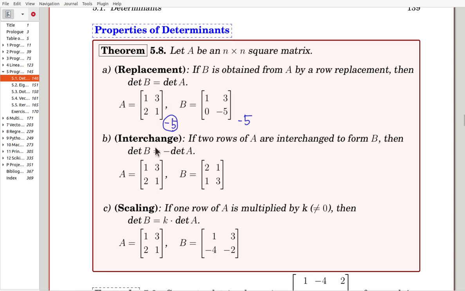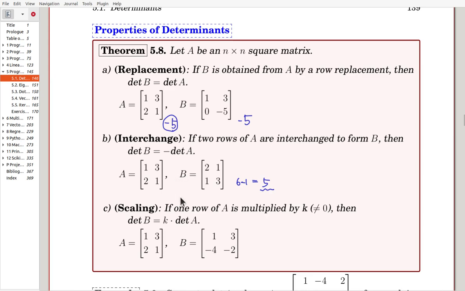How about interchange? If two rows of A are interchanged to form a matrix B, then the determinant of B is the negation of the determinant of A. Now B is made by an interchange. Okay, so the first row becomes the second row and the second row becomes the first row. For this matrix, the determinant is AD minus BC, 6 minus 1, which is 5. 5 is the negation of -5.